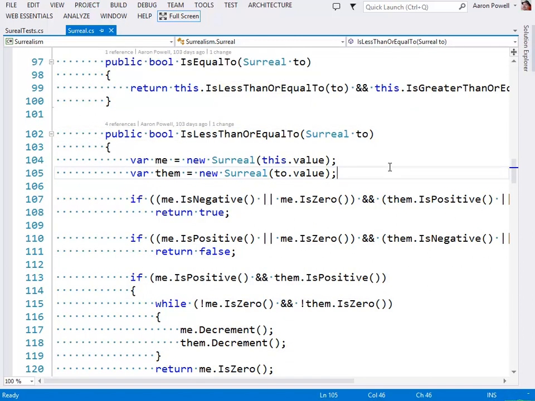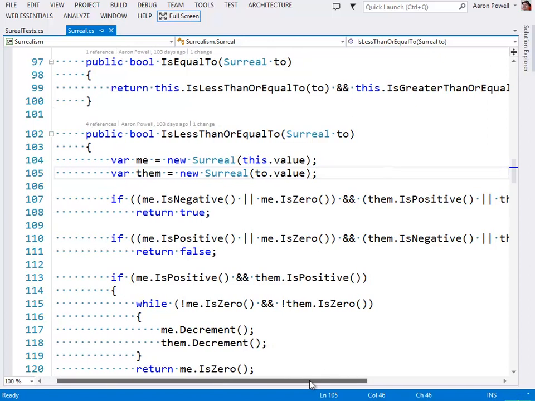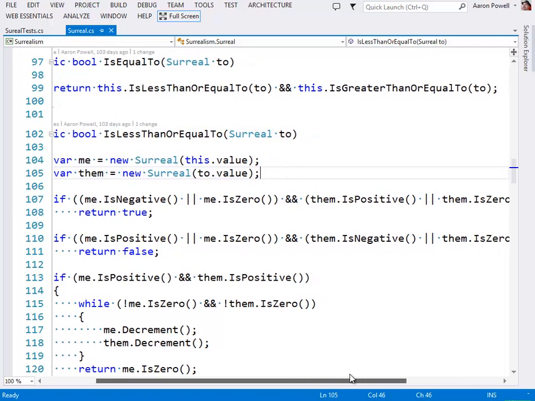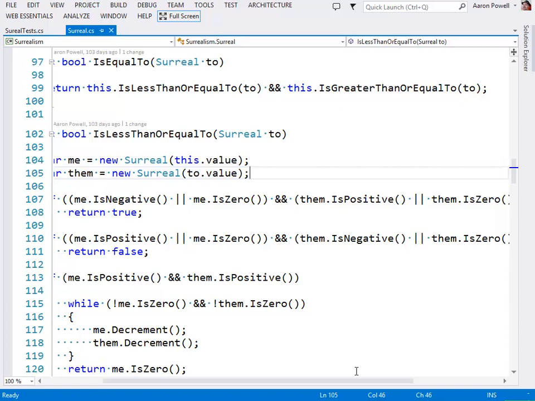So me and them represents me being the left-hand side of the operator, them being the right-hand side. I create a couple of temporary variables for this. The first thing that we want to do is work out whether either of us is on the left-hand side of 0 as a value itself. I've got a way of checking whether or not my object is the value of 0. But if I'm a negative value or I am 0 and they are a positive value or 0, then I'm either less than or equal to.